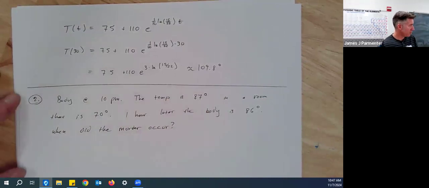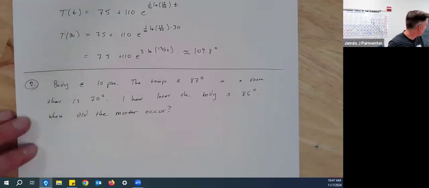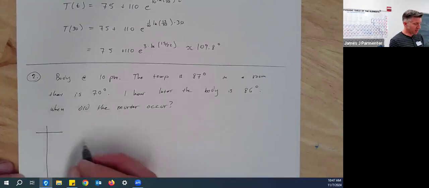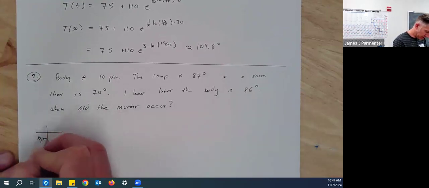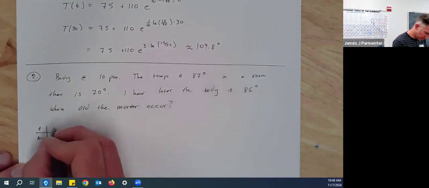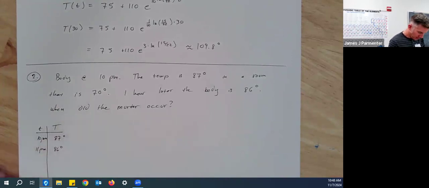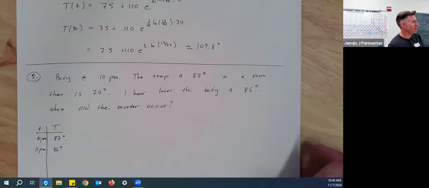Same sort of setup. And again, I'm hiding some information that we'll come back to in a minute, but we will write down what we know. So we know that the initial observation at 10 p.m., the body temperature was 87 degrees. 1 hour later at 11 p.m., the body temperature was 86 degrees. And I want to know when the murder occurred. So I want to know at what time the body temperature was a typical body temperature.